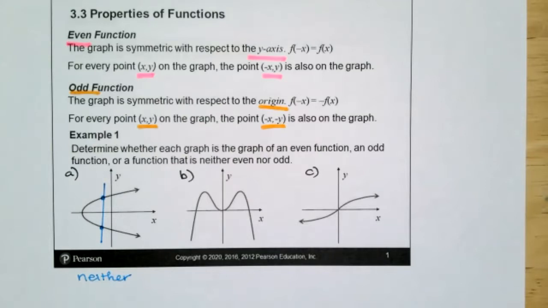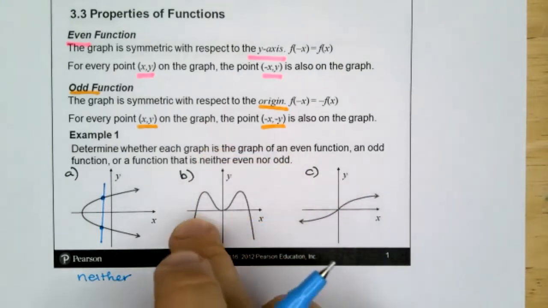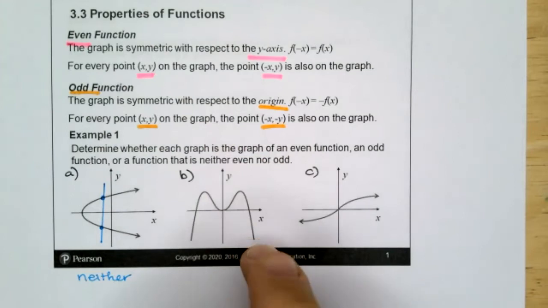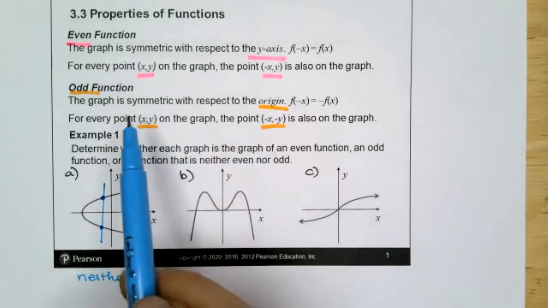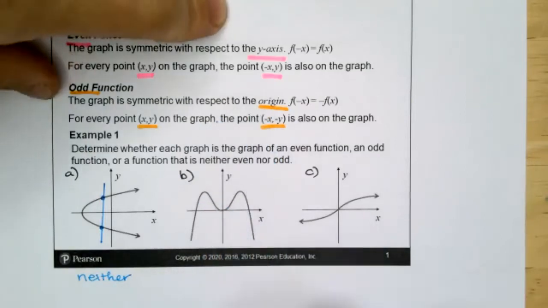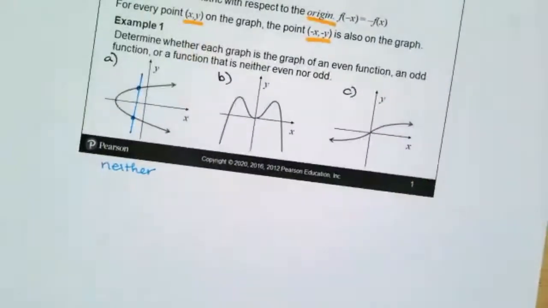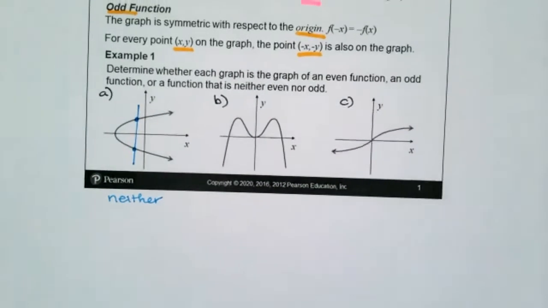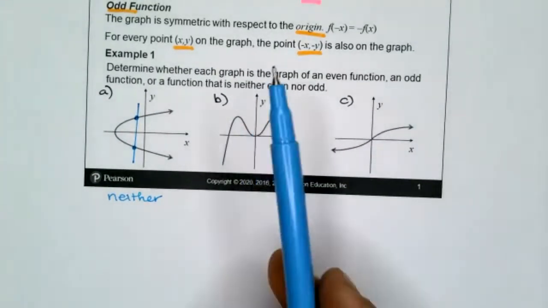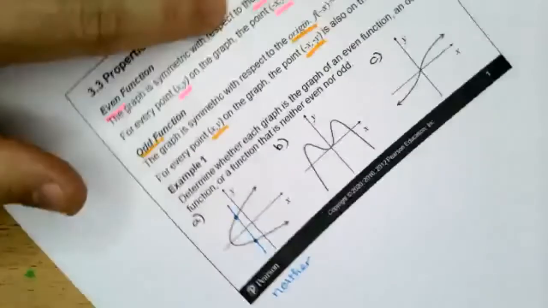Letter B, is it symmetric with respect to the y-axis? Meaning, if we folded it along the y-axis, would this side of the graph be on top of this side of the graph? Or if it's an odd function, it's symmetric with respect to the origin, which means if I turned it all the way upside down, I have the exact same graph. Okay, so think about, of those two choices, if you are just looking at the picture, is this an even function, meaning it is mirrored along the y-axis, or is it an odd function, meaning it is the same when I turn it upside down?